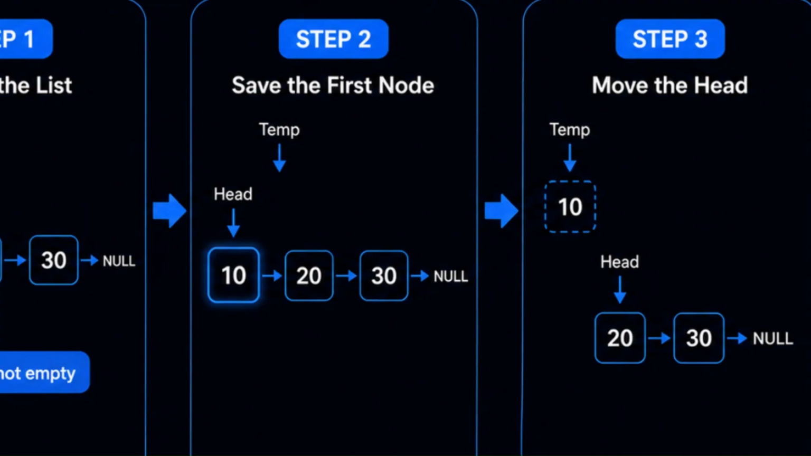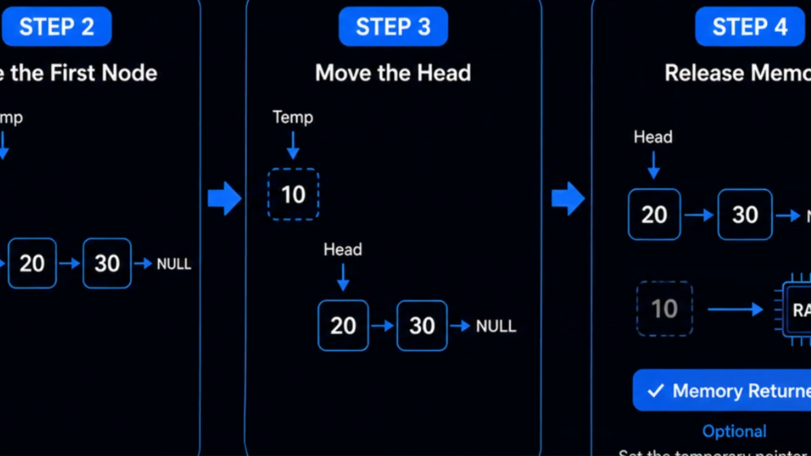This temporary pointer acts like a bookmark. It remembers exactly where the first node is. Now we can safely move the head pointer forward so that it points to the second node. At this point, the linked list now begins with 20 instead of 10. Logically, the first node has been removed from the list.